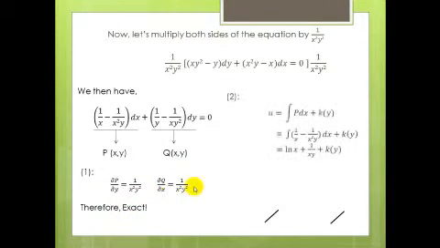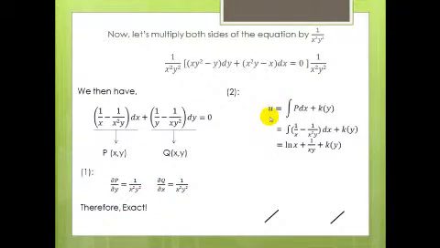Step 2. We now have u equals the integral of P dx plus k(y). We now substitute the value of P, which is 1/x - 1/(x²y). By integrating it, we arrive at u is equal to ln x + 1/(xy) + k(y).